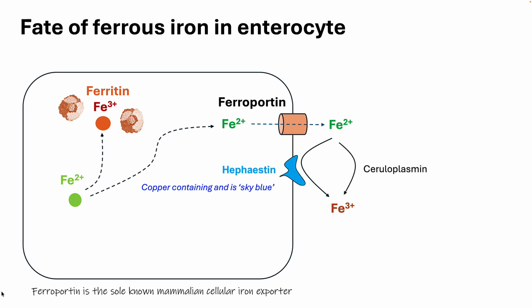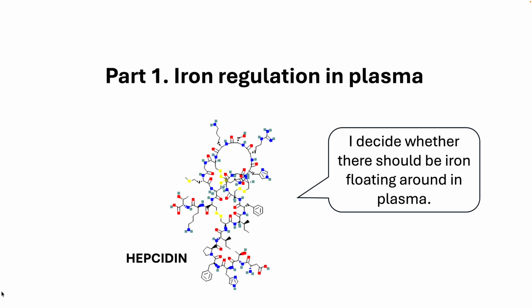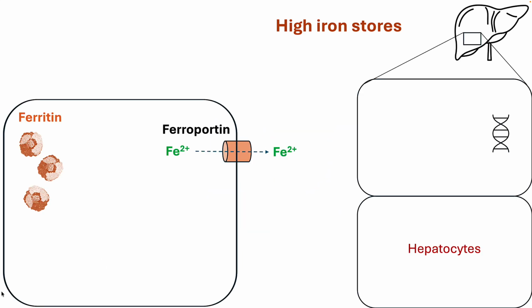Once out of the enterocyte into the plasma, the ferrous form has to be converted back to ferric form, and this is achieved by the enzymes hephaestin and ceruloplasmin. The ferric form is then taken up by transferrin to be transported to different areas in the body. Iron levels in plasma are tightly regulated by hepcidin.